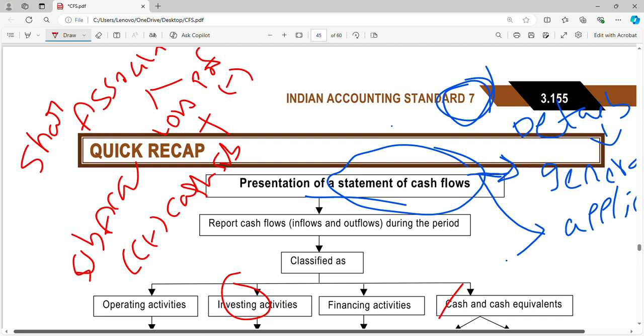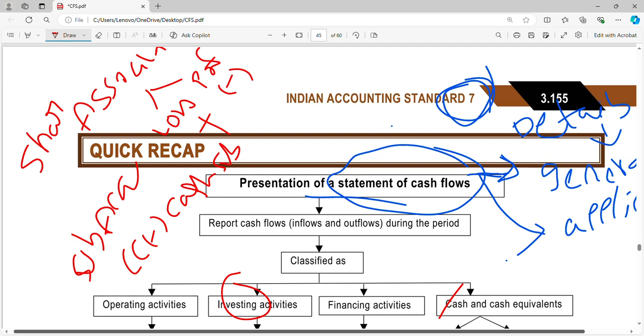Next, if the subsidiary company is acquired during the year, then we need to add the assets and liabilities acquired from the subsidiary company to the opening balance of assets and liabilities in the consolidated balance sheet for the purpose of calculation of cash flow.